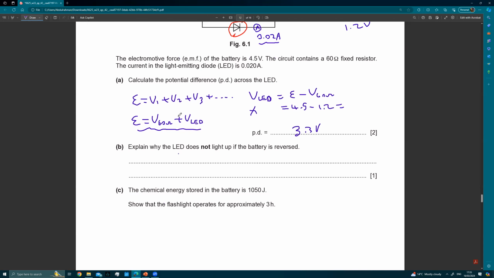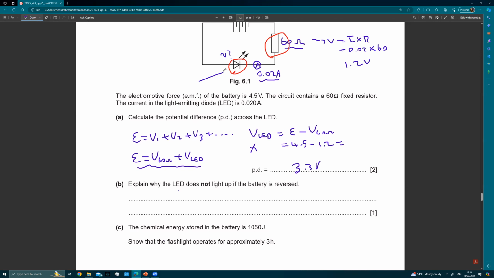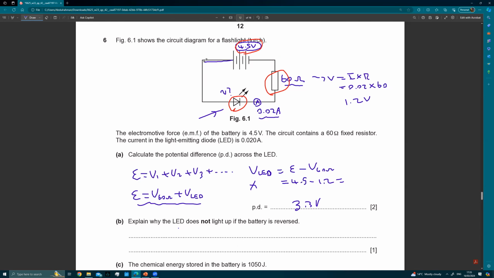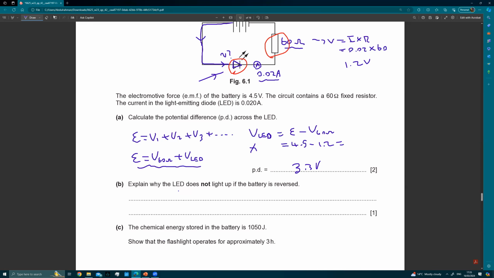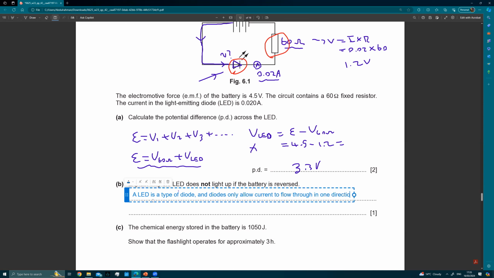Now it says explain why the LED does not light up if the battery is reversed. Well, the LED is a diode, right? And the diode only allows current, or the direction of the conventional current has to be in the same direction as the arrow. Otherwise, it won't flow through. So what I'm going to say is an LED is a type of diode, and diodes only allow current to flow through in one direction.